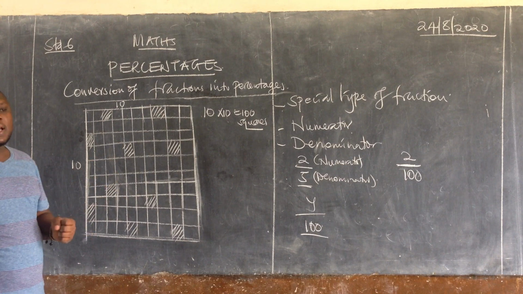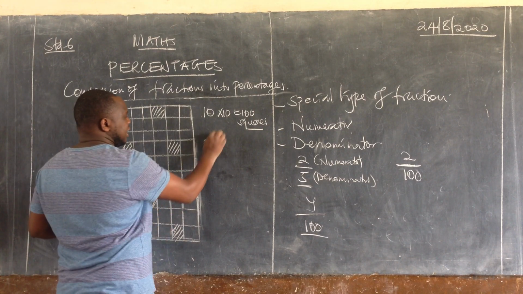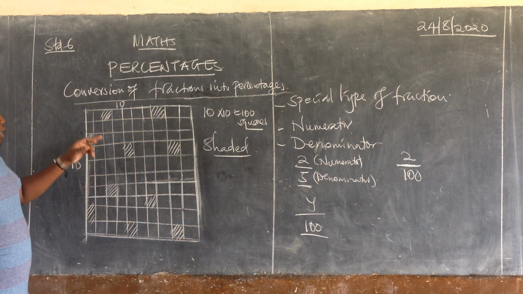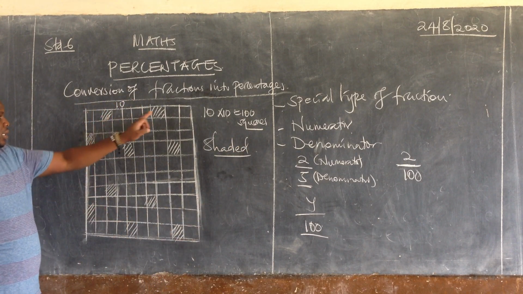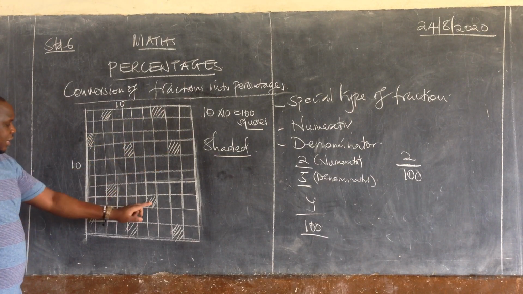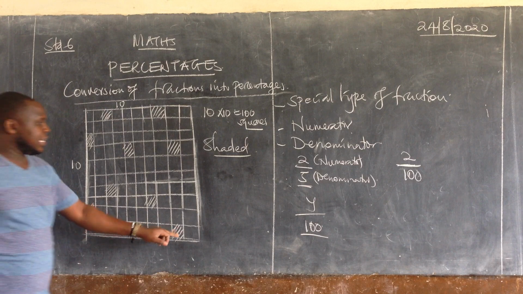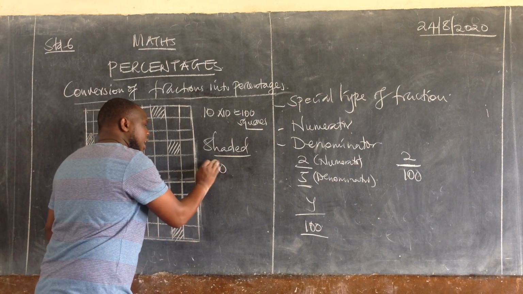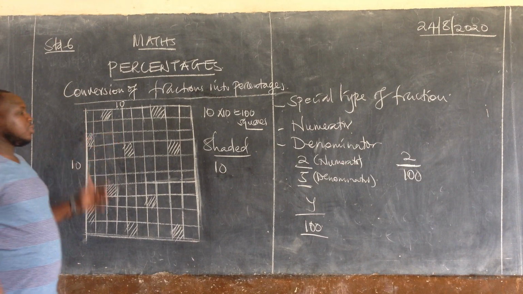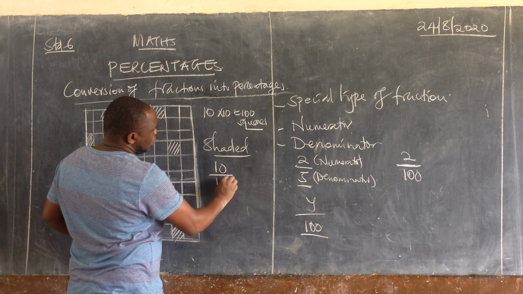So if you want to find the number of squares that are shaded, we are going to count them. 1, 2, 3, 4, 5, 6, 7, 8, 9, 10. So 10 squares are shaded. Out of how many squares? Out of 100 squares.